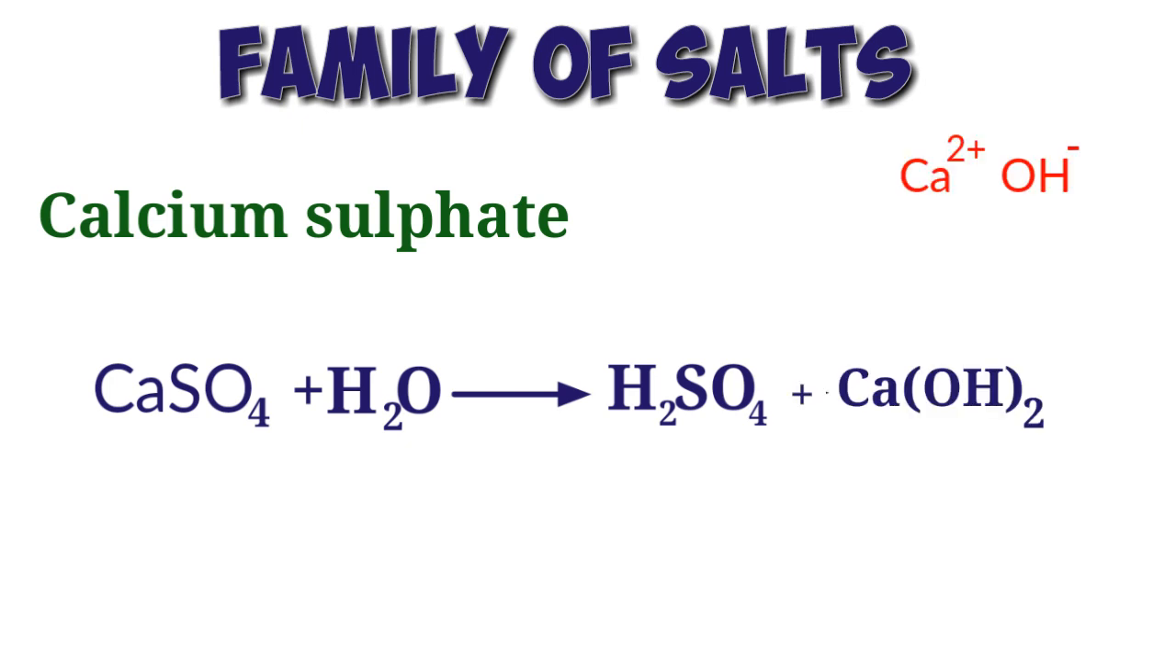How is it formed? Ca2 plus and OH minus are the ions. So writing the valencies at the bottom, calcium's valency is 2 and OH minus is 1. Crossing over, you are getting Ca(OH)2. So it's clear now. We can say that CaSO4, calcium sulphate, is formed by the neutralization of Ca(OH)2 and H2SO4, calcium hydroxide and sulfuric acid.